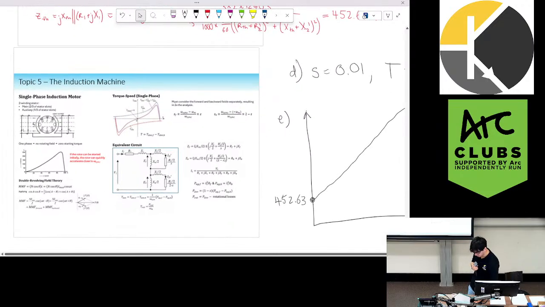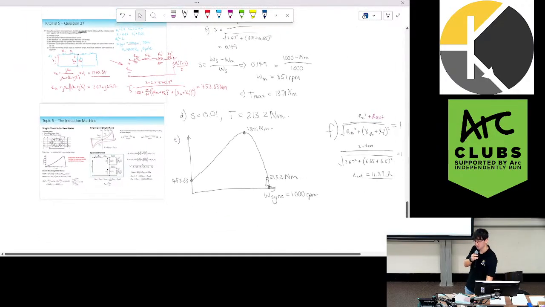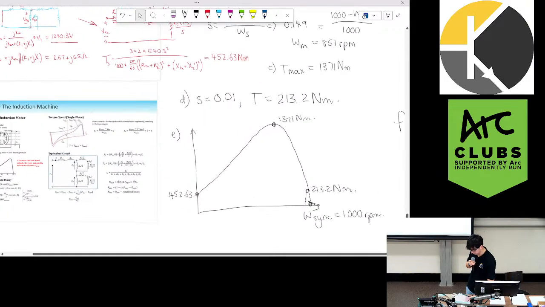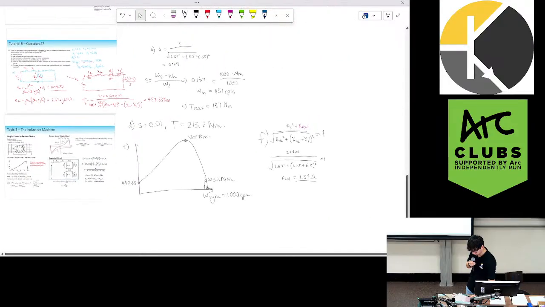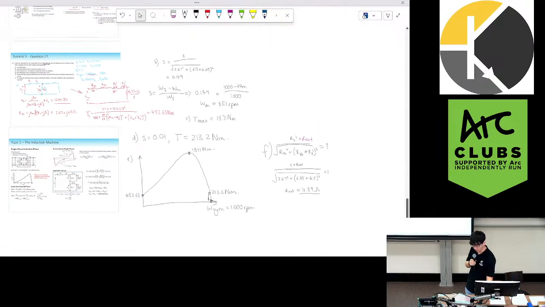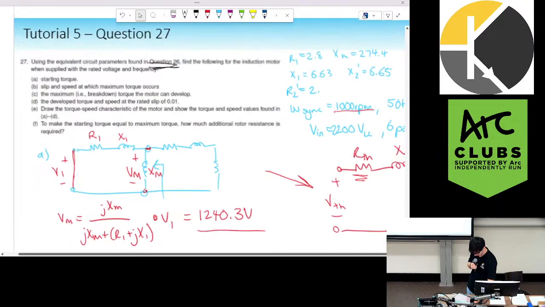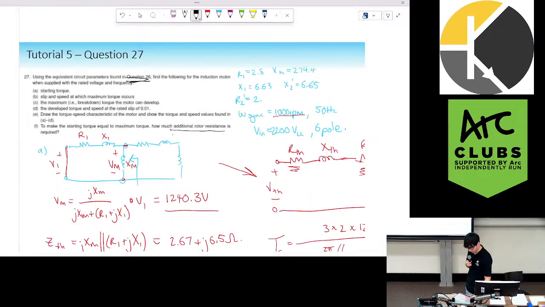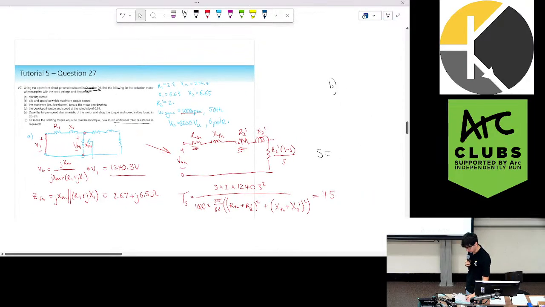Alright. Does anyone have any questions about torque? Usually it's just using the equations that we have. Yeah. Okay, yeah, sure. Good question. So we're being asked how much additional rotor resistance, right? So we just add that on to our R2 dash.